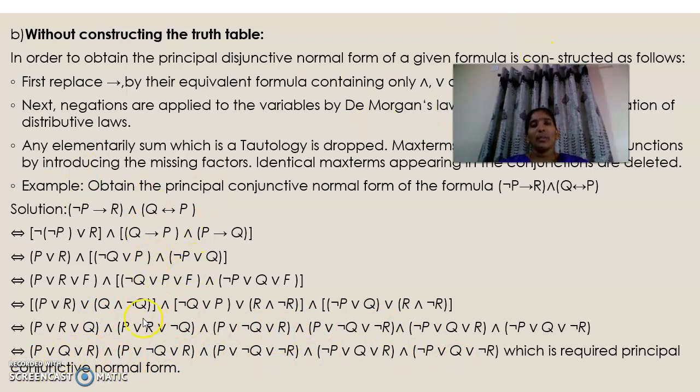PCNF is nothing but a product of max terms, and PDNF is nothing but a sum of min terms. The max term consists of the disjunction OR symbol, and the min term consists of the AND symbol. The conjunction of the given statement variables is PDNF. The disjunction of the given statement variables is PCNF.